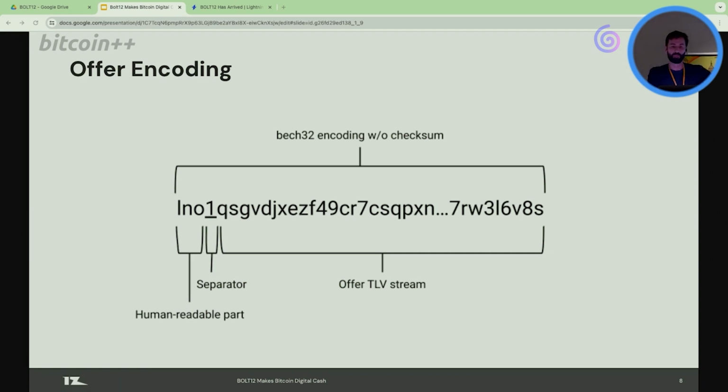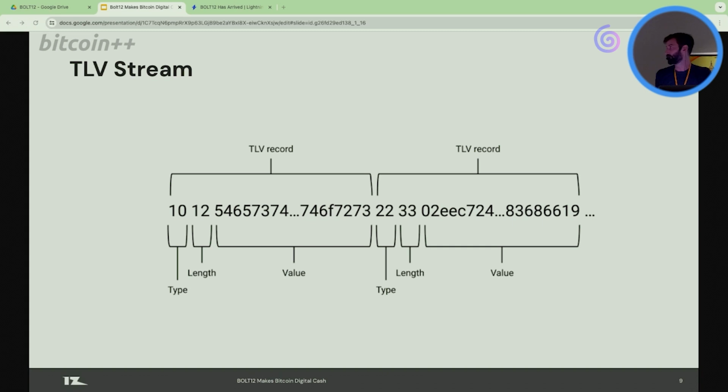While BOLT11 invoices are signed, BOLT12 offers are not. And of course, like I mentioned, it contains a TLV stream. So let's see what a TLV stream is. If anyone's worked with Lightning, you're probably already familiar with this, but TLV stands for type length value. It's a way to encode data where the type is a number.